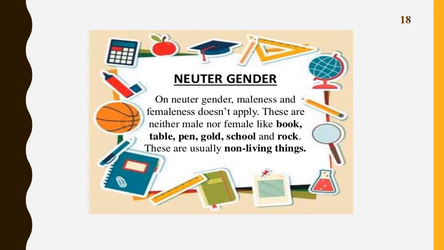Neutral gender. In neutral gender, maleness and femaleness doesn't apply. These are neither male nor female, like book, table, pen, gold, school, and rock. These are usually non-living things. Now, I've told you earlier that they are usually non-living things because we cannot even use with them he or she, which we can use with the common genders, but not with the neutral genders.